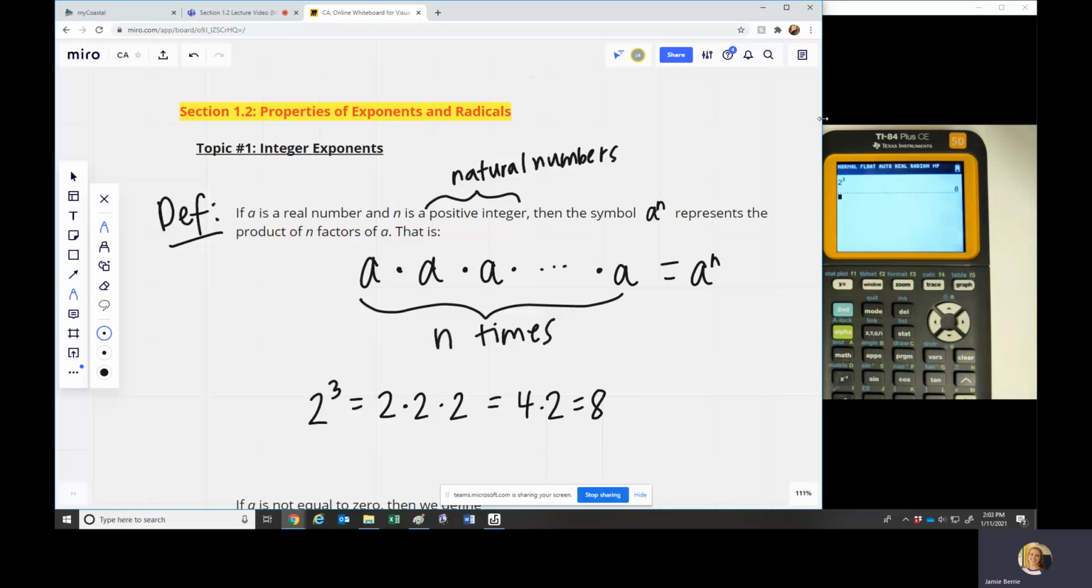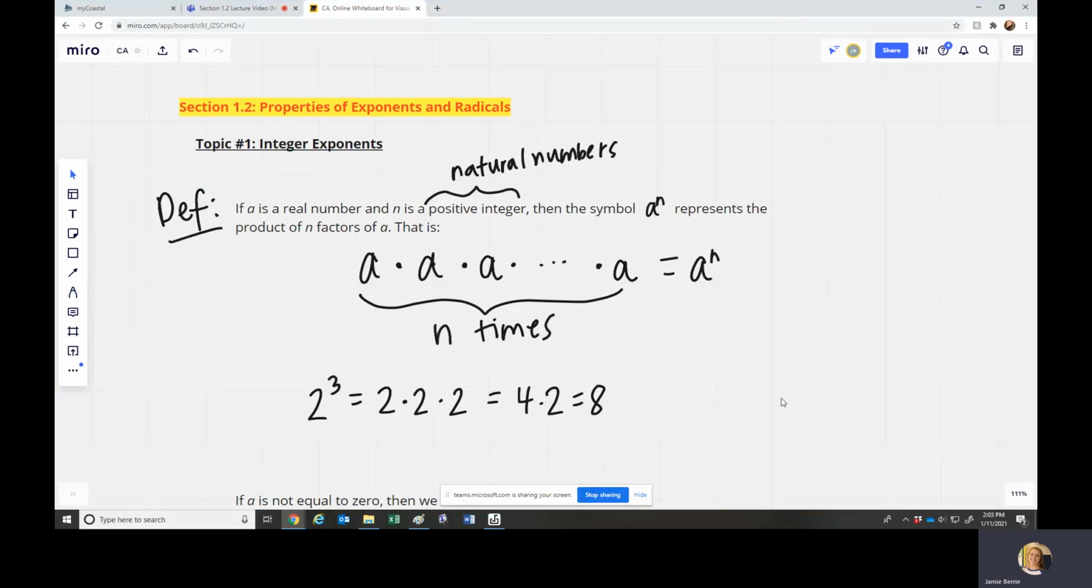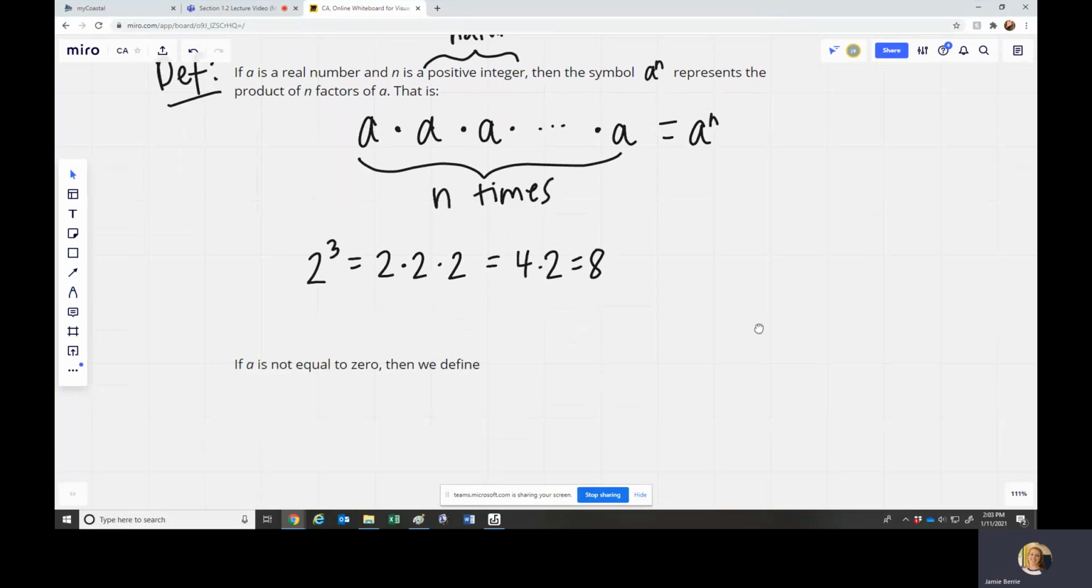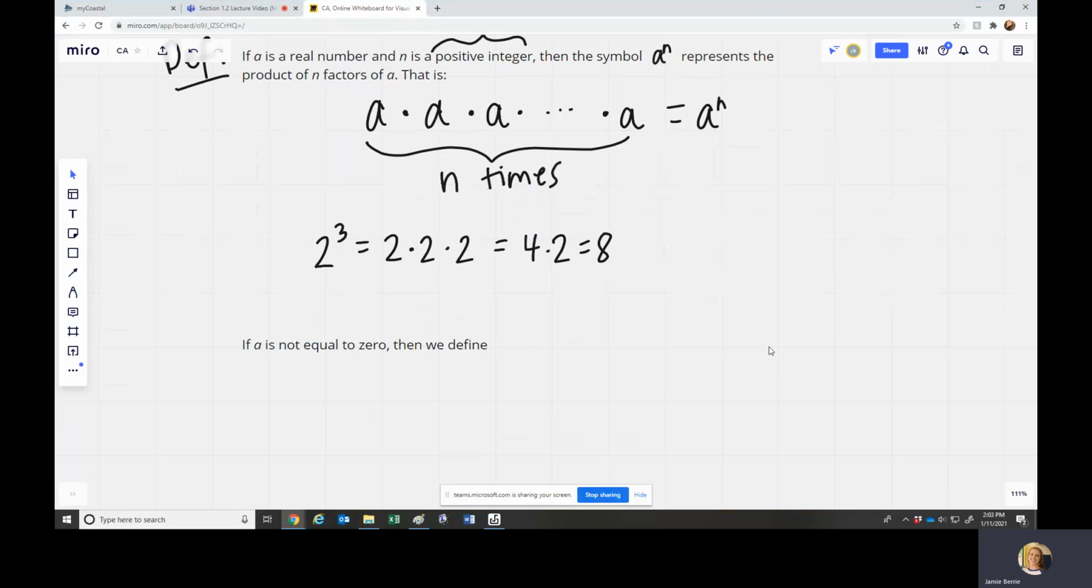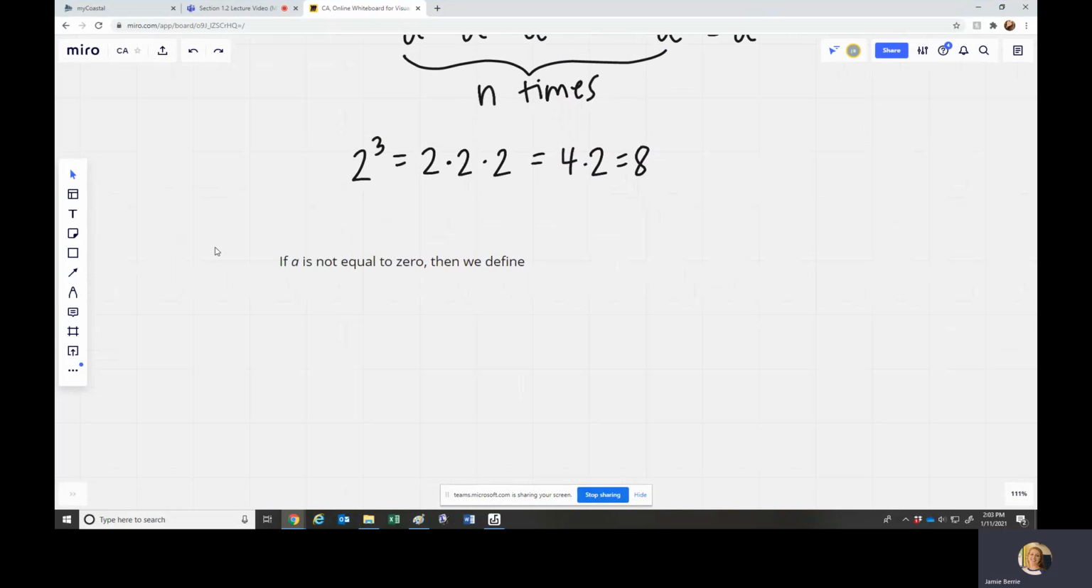Now, this 2 to the 3rd power is easy, but if you had something like 2 raised to the 32nd power, that's definitely something you would want to use your calculator for, rather than trying to do that in your head. All right, so that's our first definition: when you have an exponent, it just represents repeated multiplication.